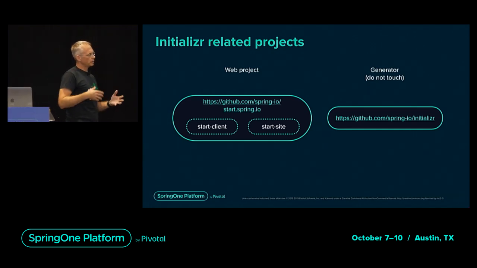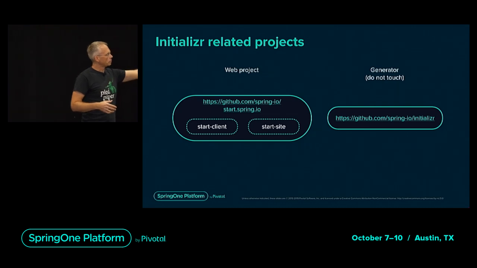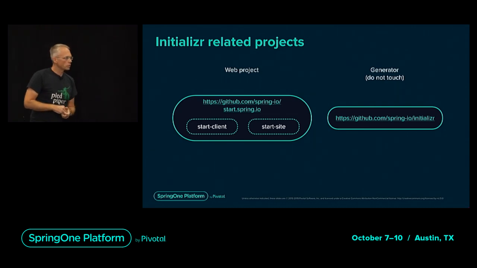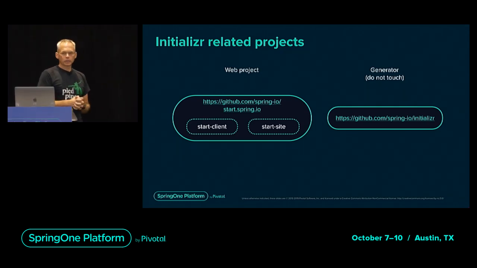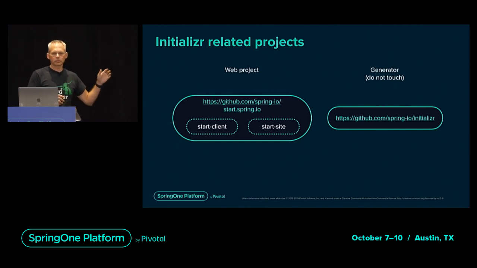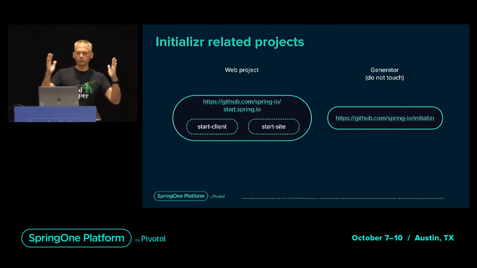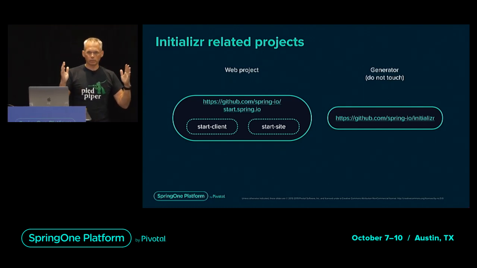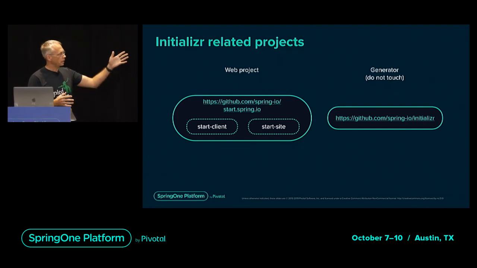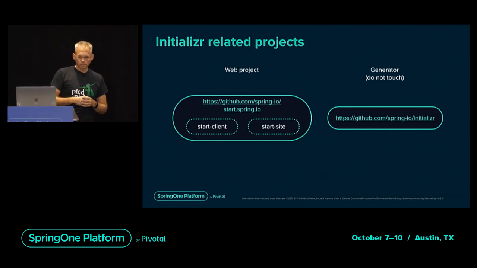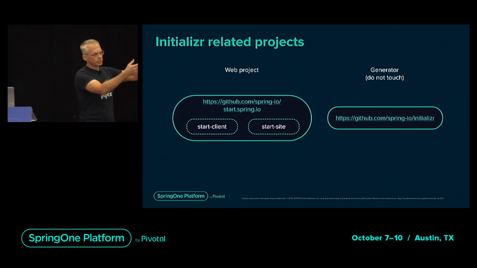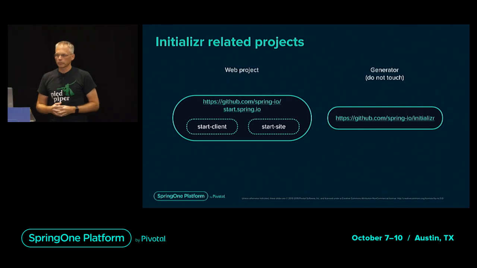Right? But if you really want to extend the initializer, you can do this by forking the Start Spring IO project, which consists, I think, of 3 sub-projects, and we will look into 2 of them today. So one is the Start client, which is the React.js application, which is actually the UI, which you only have to touch if you want to extend it. And the Start site is a Spring Boot application, which provides a controller and REST API, where the UI is sending the data to, and then the Start site is actually calling the generator to generate the project for you.